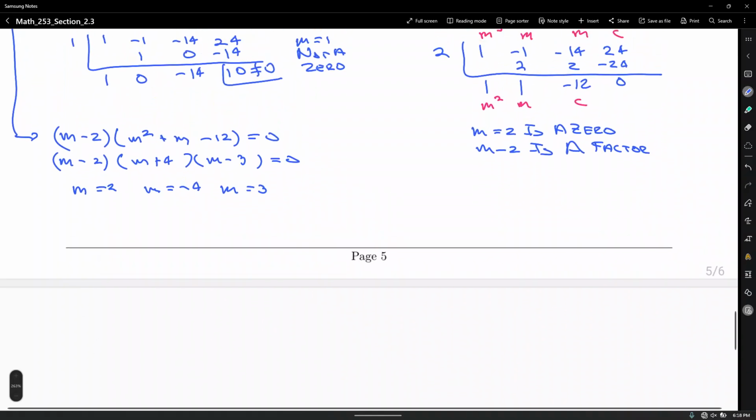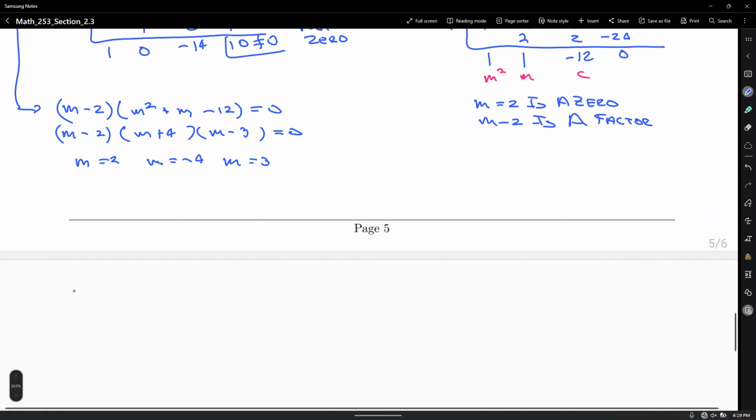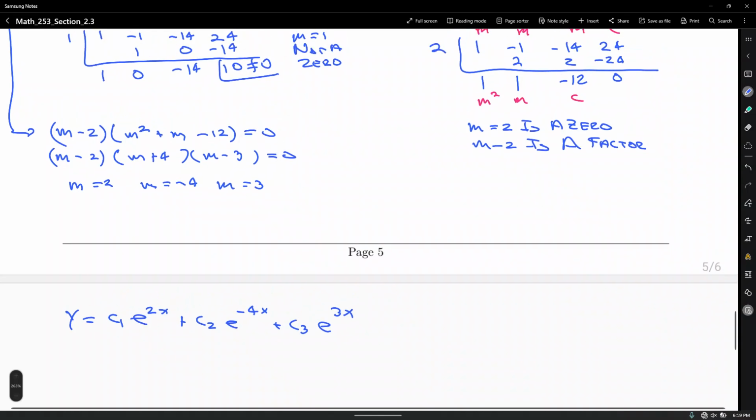And you guys might want to write all this, the next part of the problem, on the back side of the page. Okay, so our general solution will be y equals c1 e to the 2x, plus c2 e to the negative 4x plus c3 e to the 3x. And guys, does it matter if I'm writing the solutions not in increasing or decreasing order? It doesn't matter, because this is addition of terms.